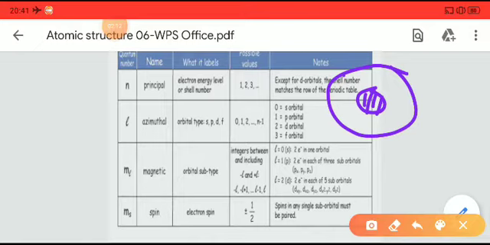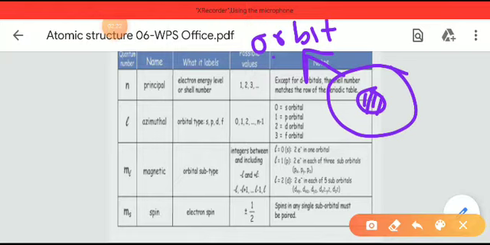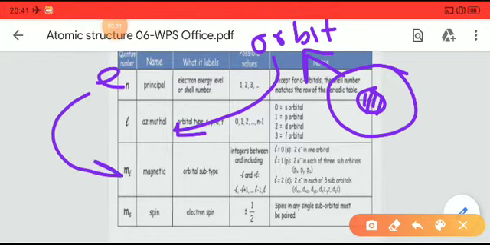This path has some certain orbits. This path will contain some special, certain orbits as well. These orbits are expressed by the azimuthal quantum number. Then electrons have a magnetic character. This magnetic character is explained by the magnetic quantum number, or M.